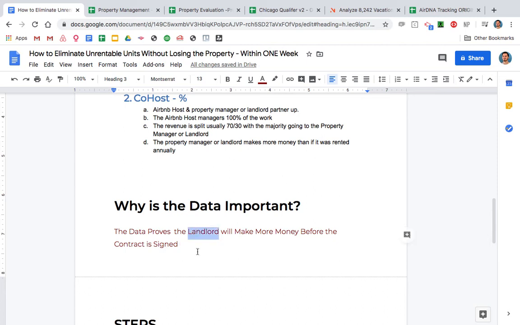That's the typical pitch. But what I like to do is say, hey, here's the data, here's the numbers. Let me prove to you that this will make more money as a full-time Airbnb, makes you more money, makes me more money, and we'll know that before we actually sign the contract and anyone spends any money or time. Okay, so that's what I like to do because running the Airbnb is not rocket science, guys.